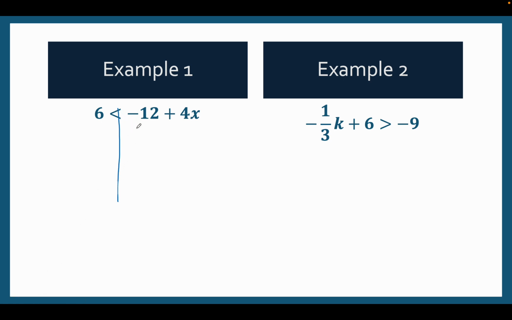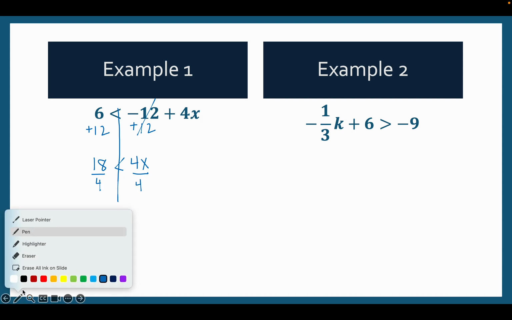So starting with example 1, we're going to first start by adding 12 to both sides so that that negative 12 can cancel out. Here we have 18 is less than 4x. We're going to divide both sides by a positive 4.